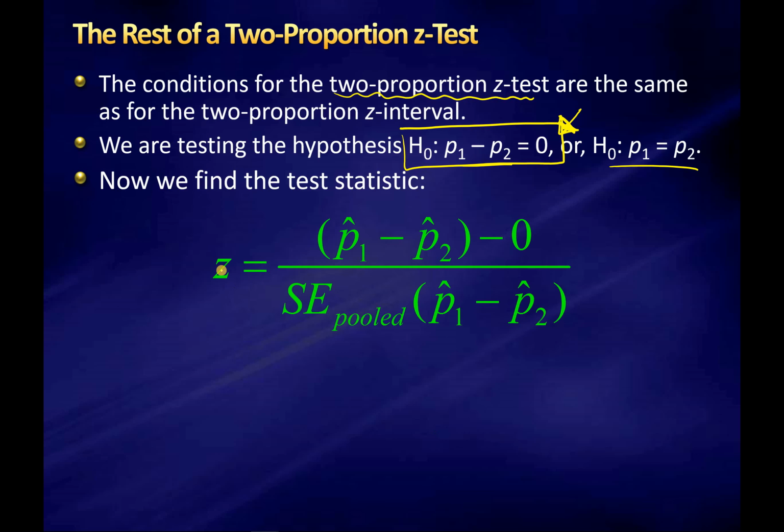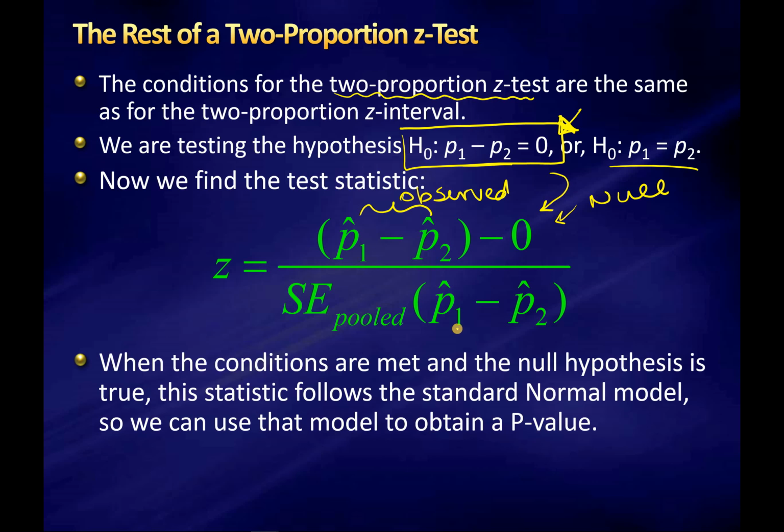To find your test statistic, you're going to say your z, because remember, it's not z star, this is z itself, is p hat 1 minus p hat 2. These are your observed statistics, minus the null hypothesis. That 0 just comes from the fact that the null hypothesis says that the difference is actually 0. And then we divide it by the pooled standard error of the differences, using that formula that we just saw. When the conditions are met and your null hypothesis is true, the statistic should follow the standard normal model. So you want to make sure that with the sampling distribution, you include talking about how it follows the normal model. And then we just go about all of our previous methods to find the p-value.